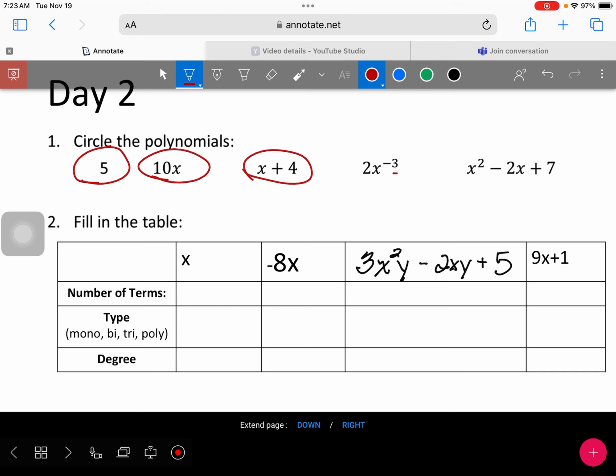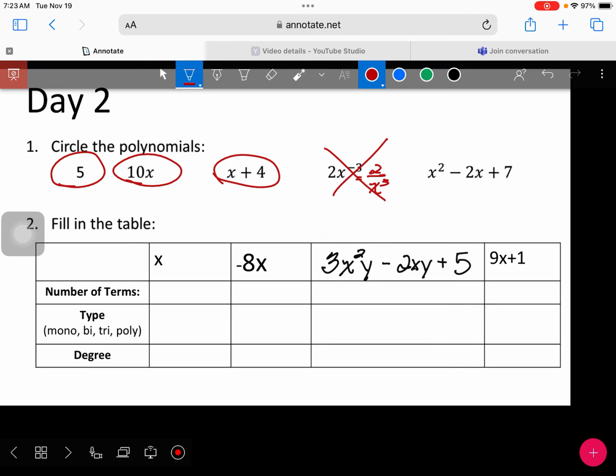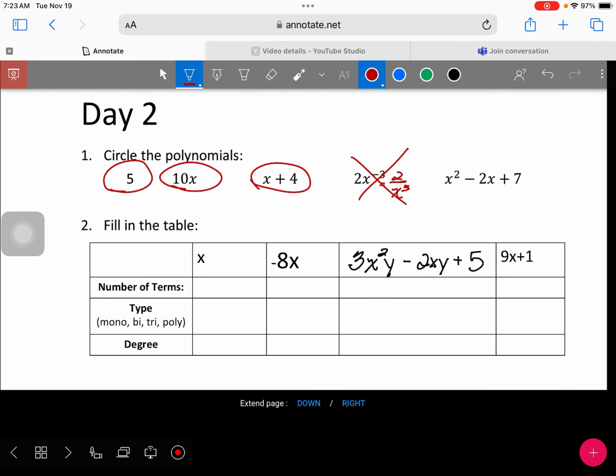What about 2x to the negative 3? No, because if we simplify that, that would be 2 divided by x to the third. So that one is not. You cannot divide by a variable when it's a polynomial, okay? You can't have a variable in the denominator part.